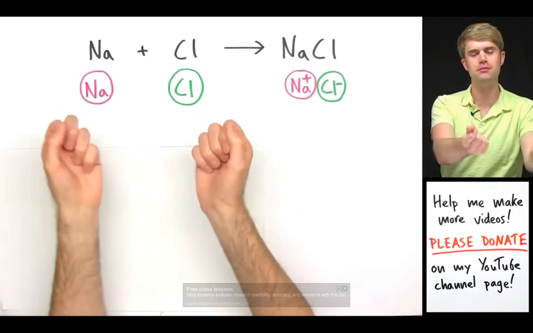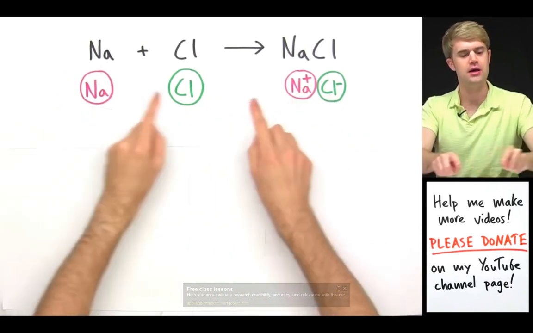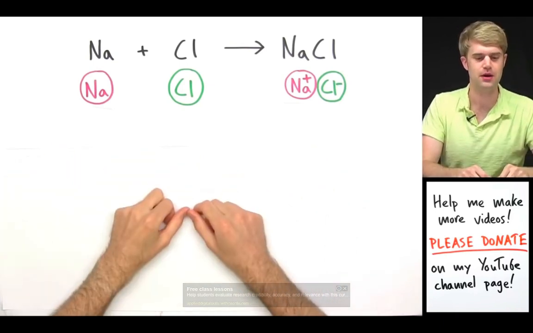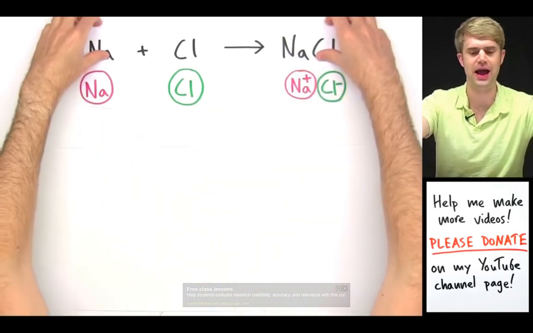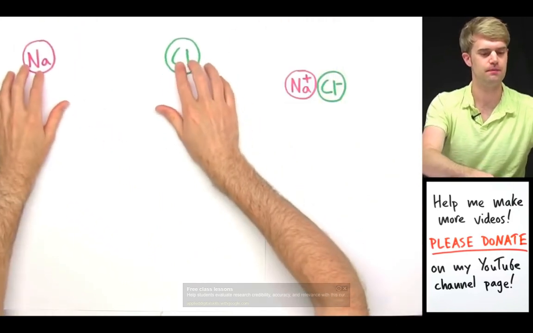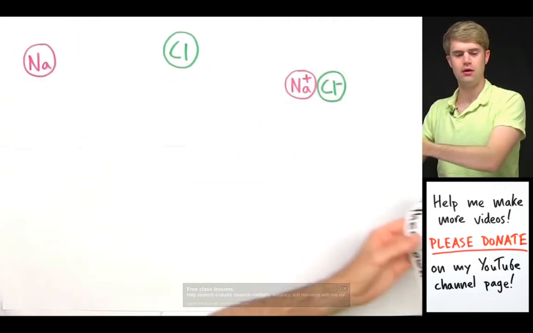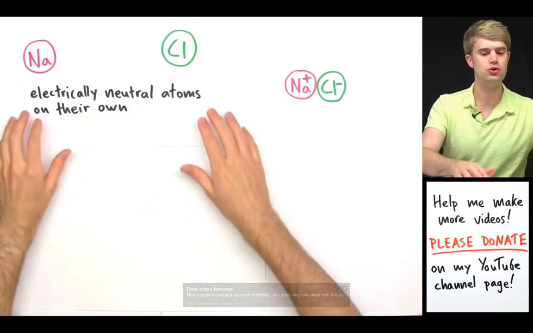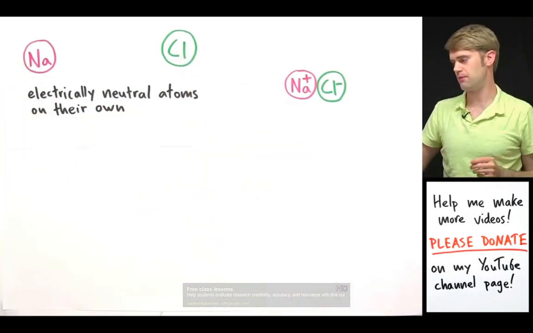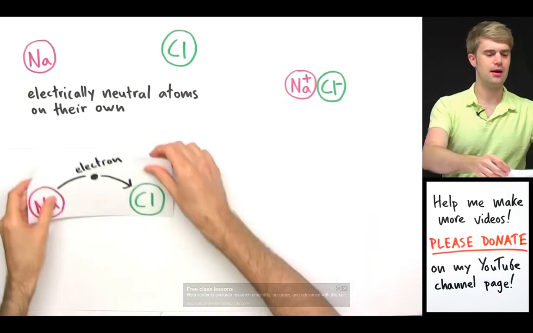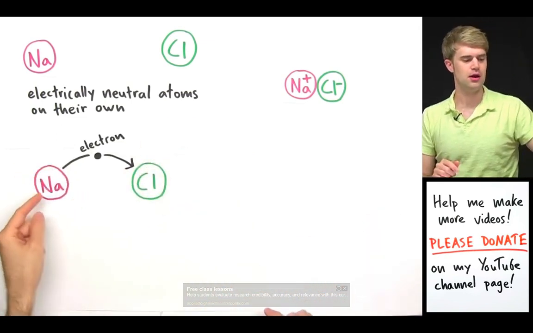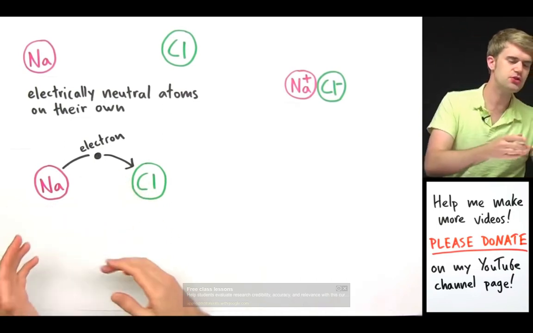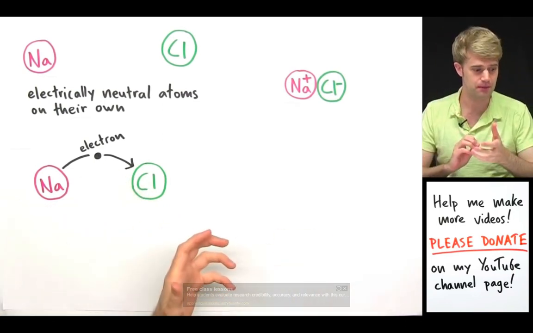So in order to come together and make sodium chloride, these two atoms have to end up getting charges and then they stick together. So let's talk about how this happens, how they end up getting charges. So we start out with Na and Cl here as electrically neutral atoms with no charge, and they're on their own, they're separate. The next thing that happens is sodium gives one of its electrons to chlorine. So this is where the charges come in.